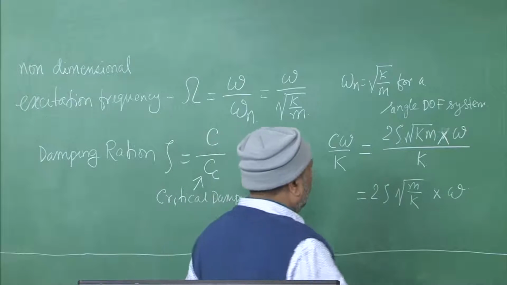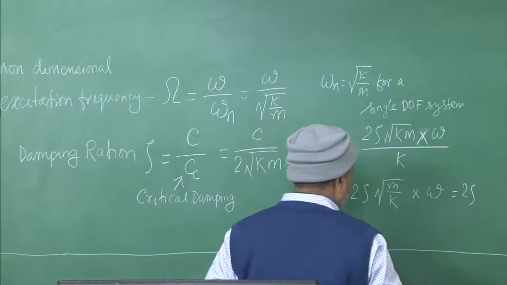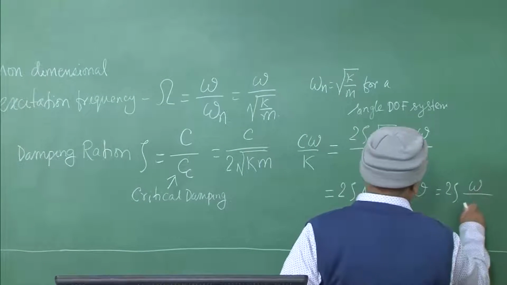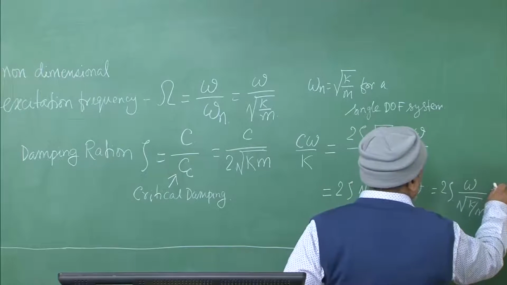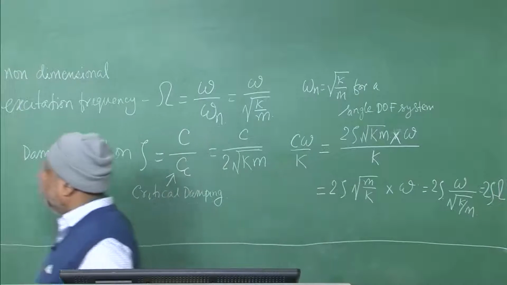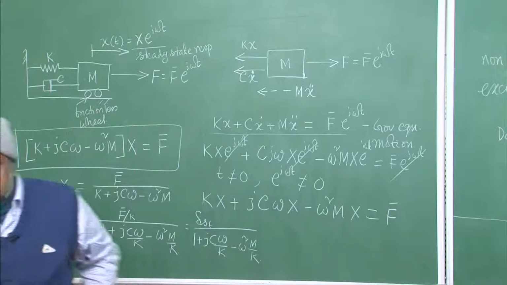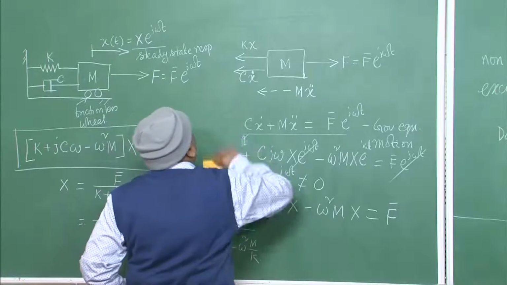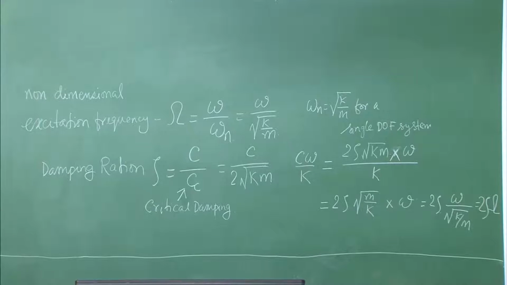In fact, we can write it further in terms of the non-dimensional frequency, that it is 2 zeta omega divided by square root of k by m. That means it is nothing but 2 zeta capital omega. So, this is the relationship that we would like to borrow here to get a better simplified normalized relationship, which will be useful for us in order to predict the response of the system.